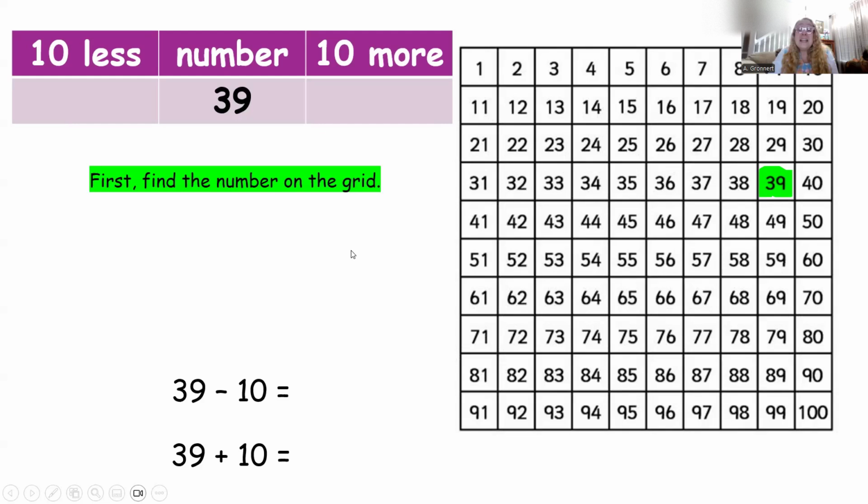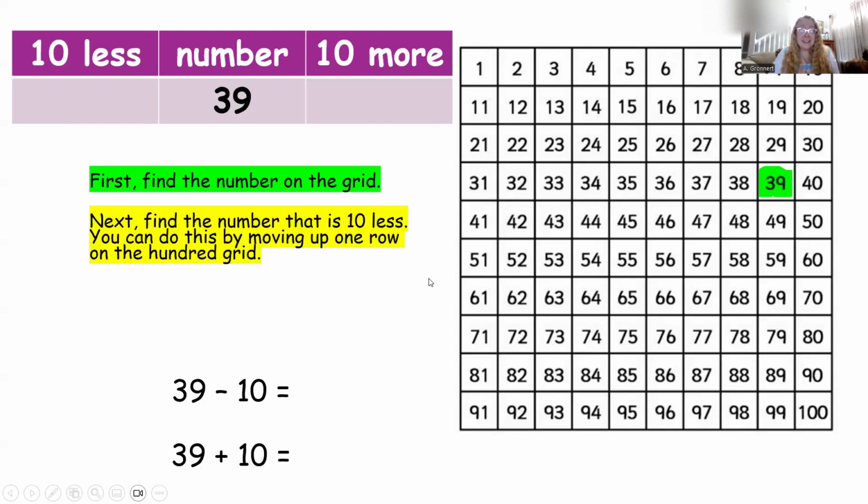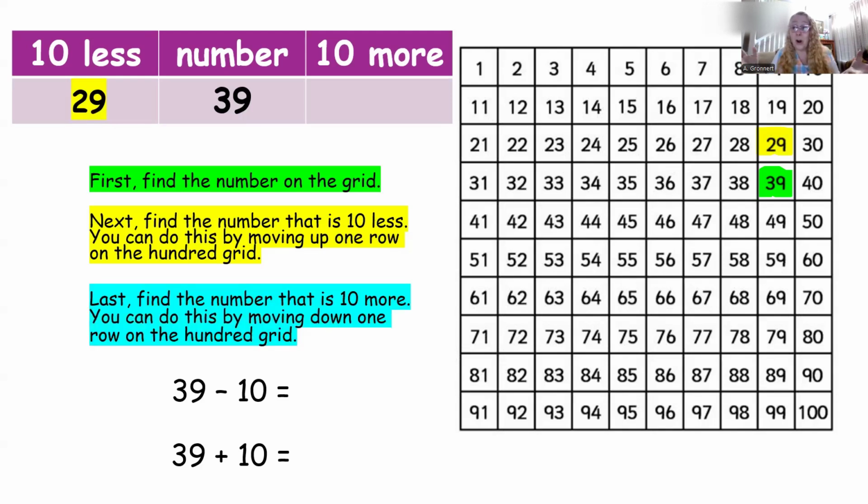Now we need to find the number that's 10 less. Do you remember how to find the number that's 10 less? You got it. We move up one row. Do you see that number? Let's color it in. It's the number 29. Now we can write it on the chart and find the number that's 10 more.